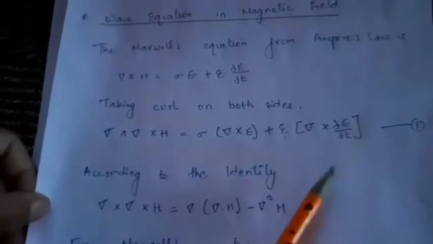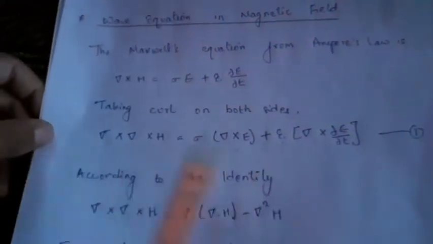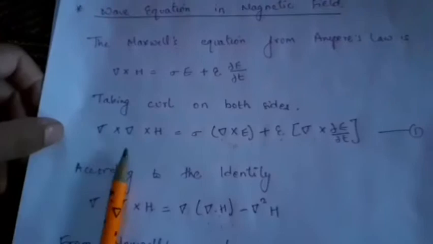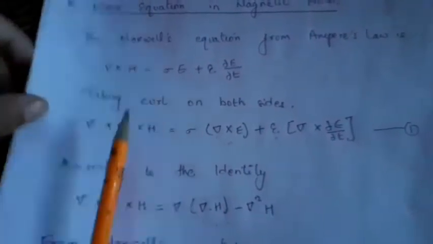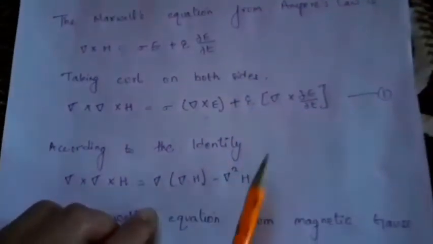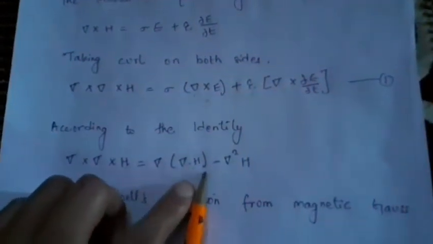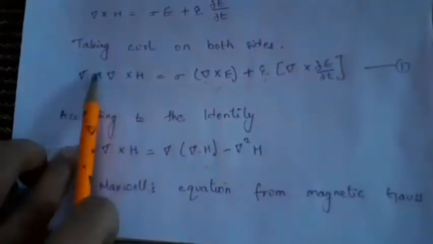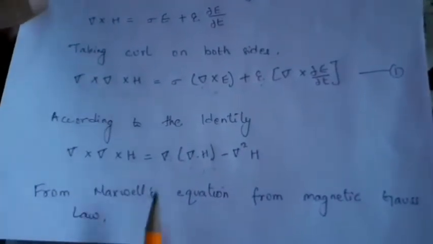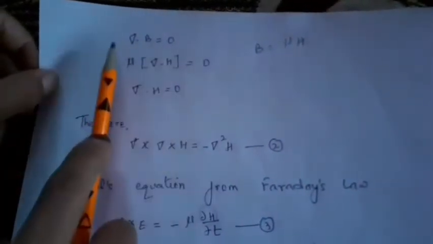So according to the identity, take this left hand side. This left hand side, del cross del cross H, will become, according to the identity, del of del dot H minus del square H. So from Maxwell's equation, from magnetic Gauss law, what is Maxwell's fourth equation? That is del dot B equals to 0. Divergence of magnetic flux density is equal to what? 0.